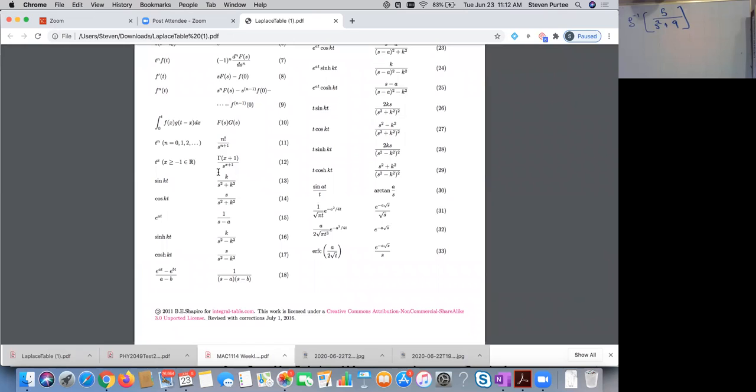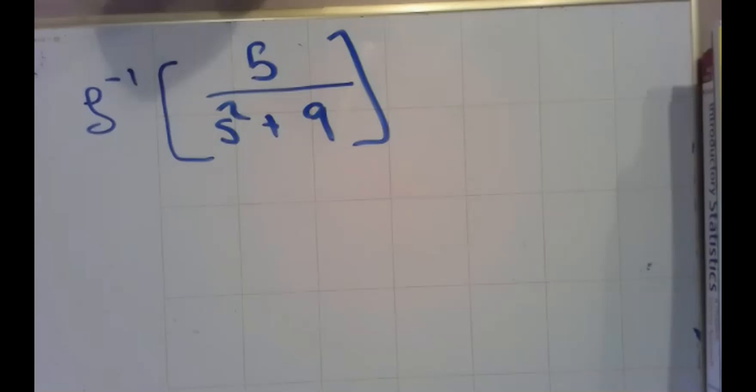So that looks like this one. I've got an s squared plus something, and then just a number on top, no s on top. In order to match this, the square root of what's here must be exactly the same as what's here. So I've got a 9 down here. My k is 3. I need to have a 3 on top. So I'm going to put a 3 on top.